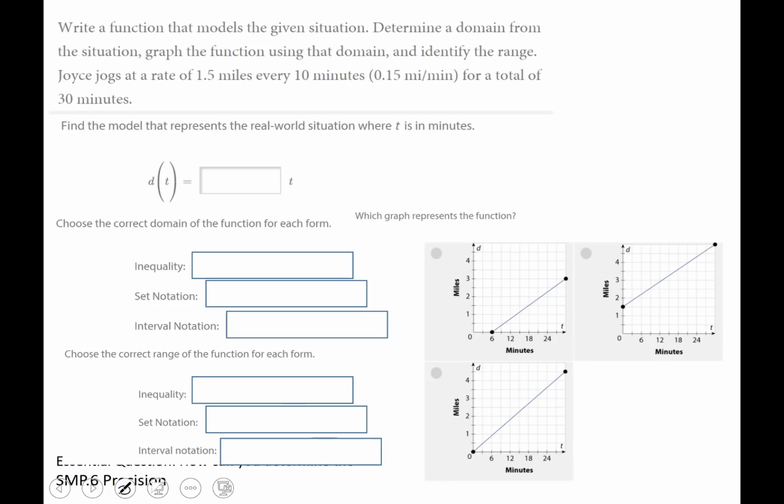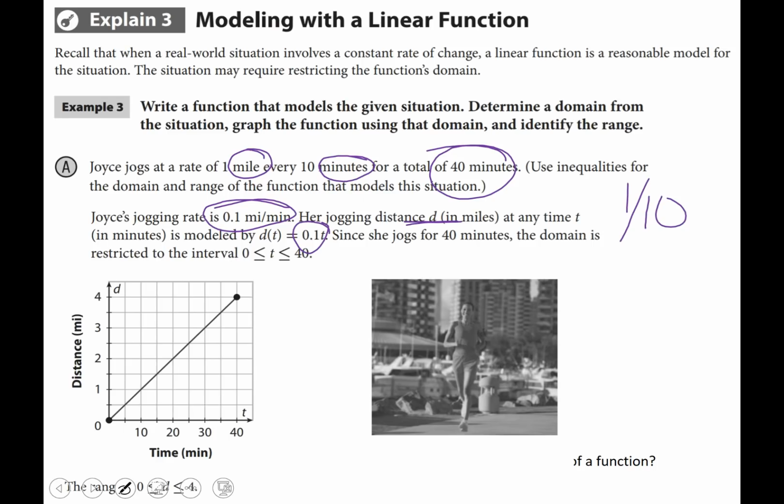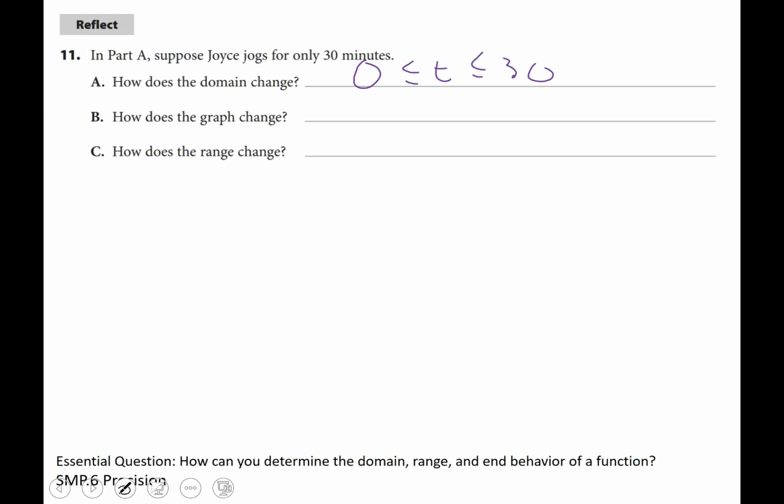So the graph would change. Let's go back and look at that graph really quick. Since this was the function right here, we would put in a 30 right there. So 0.1 times 30 would be 3. So that would mean that the right endpoint would be at 33 instead of 44. So the graph changes because the right endpoint is going to be at 33.